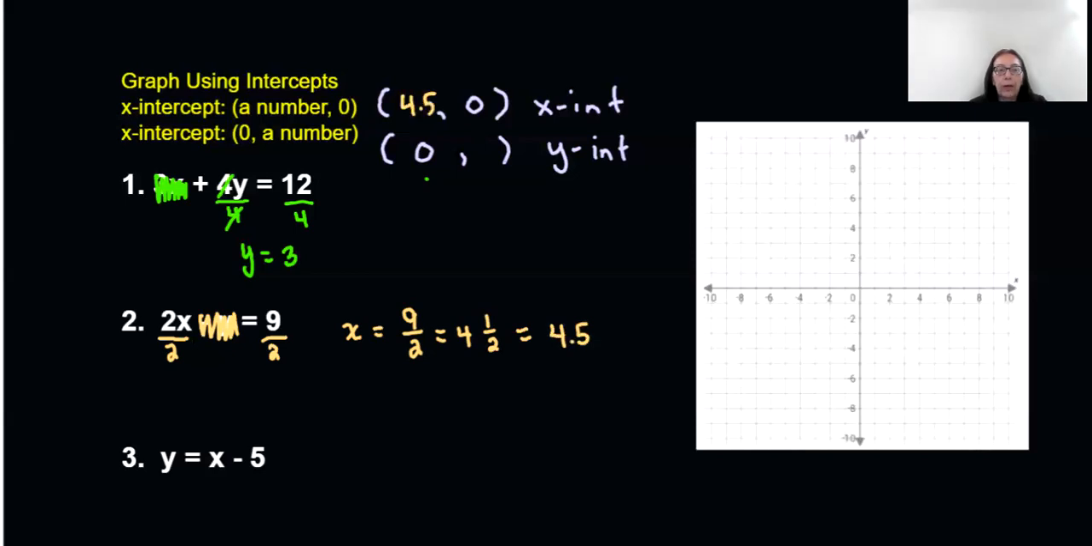Now we got to go back and find our y-intercept. And how do we find our y-intercept? We make x 0, right? So I'm going to go here and cross off my x term because 2 times 0 is 0. It's gone. Now I've got negative y equals 9, but I don't want negative y. We want y.